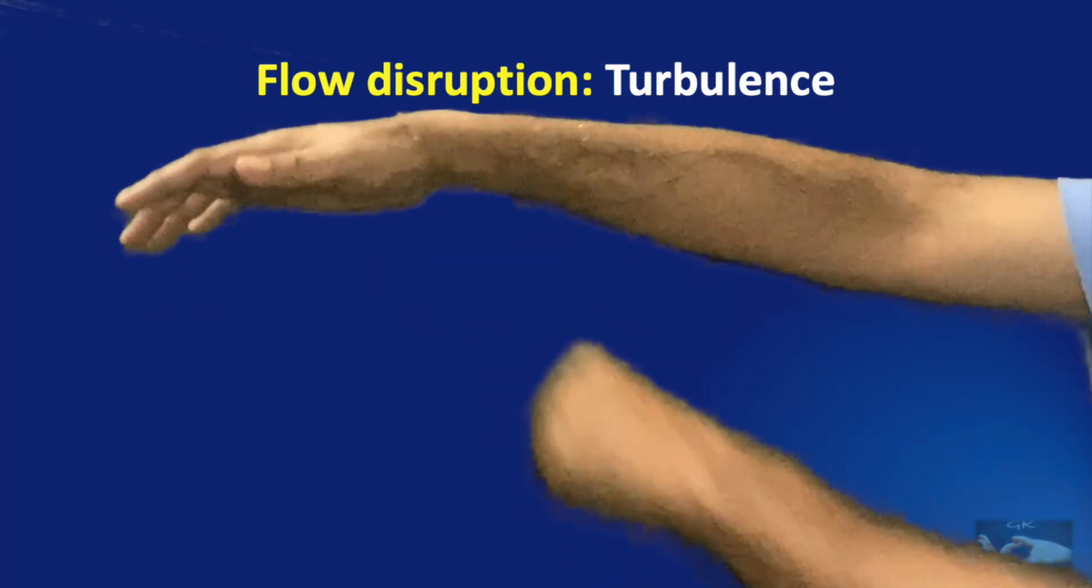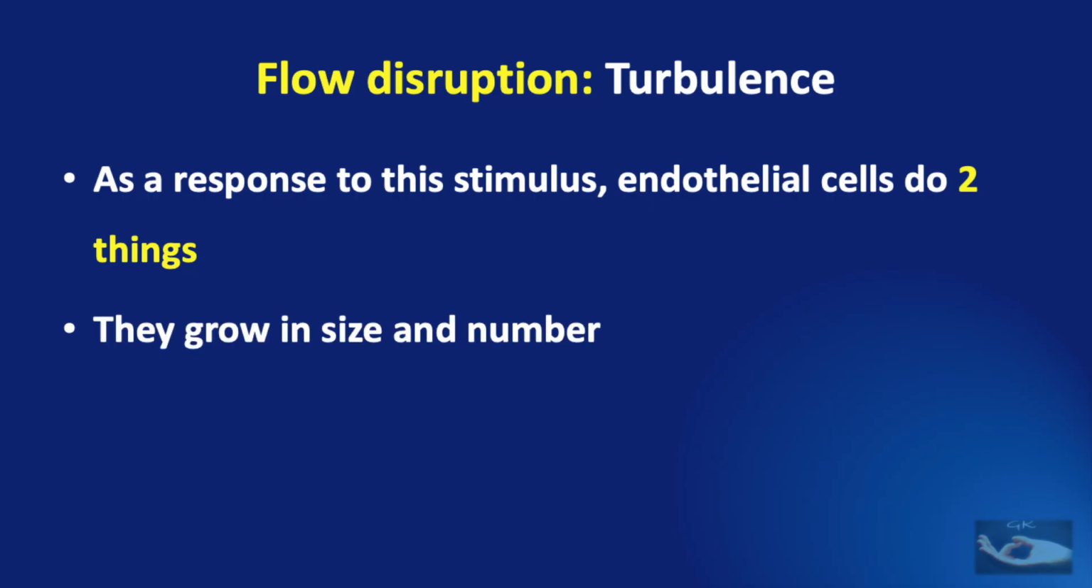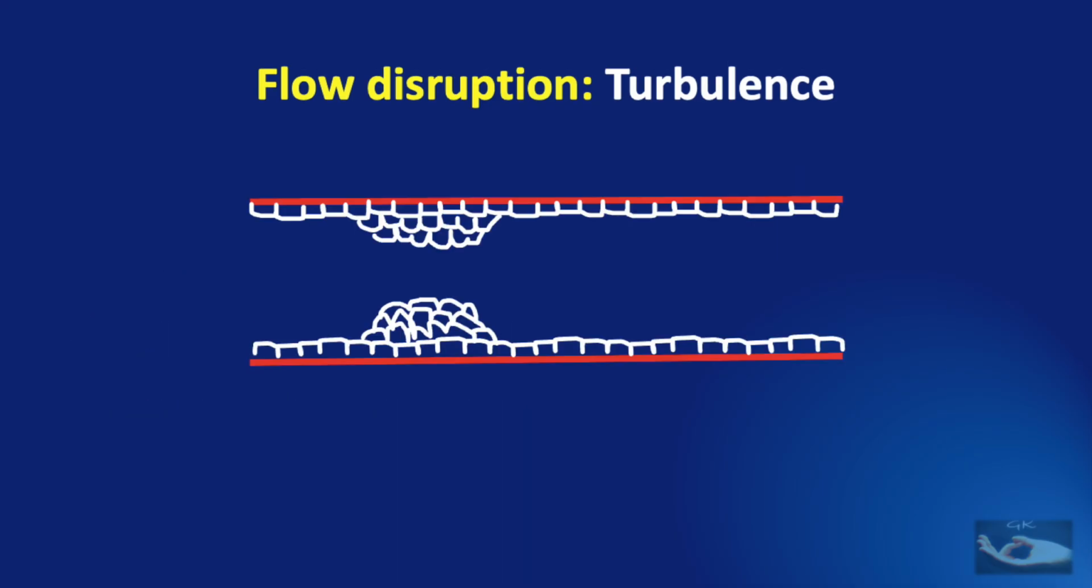This is turbulence. As a response to this stimulus, endothelial cells react in two ways. They grow in size and number, and this growth occurs into the lumen. This schematic diagram shows the effect of endothelial growth into the lumen of the vessel following excessive turbulence. Our aim would be to reduce this turbulence that occurs.